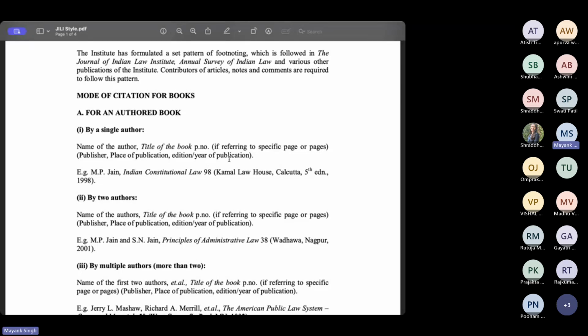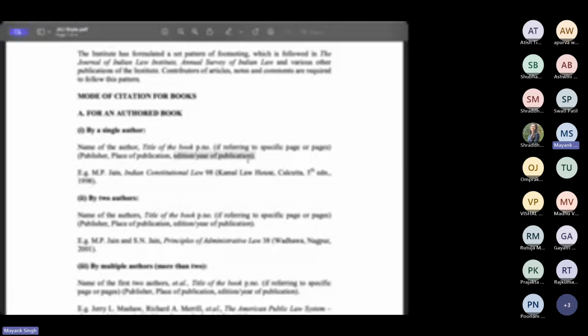After the page number, if you want to refer, that is, the page number is not necessary. If you are referring to a specific page, then write it, otherwise leave it. Then in bracket, you will write the publisher, who is the publisher of that book. Then comma, you will add the place of publication. Then again comma, edition and year of publication. What is the edition, if it is given? Then the year of publication, like it is given in the example.